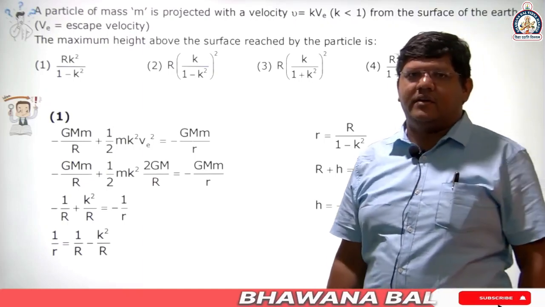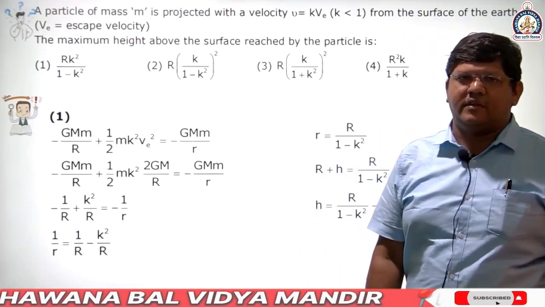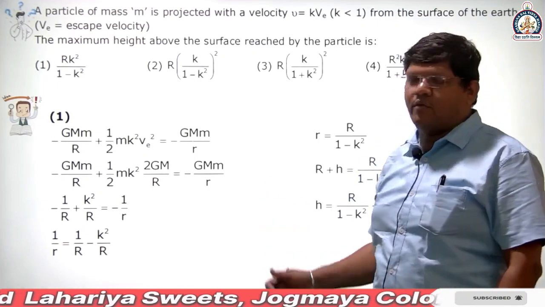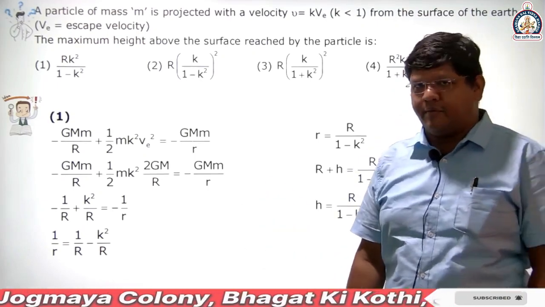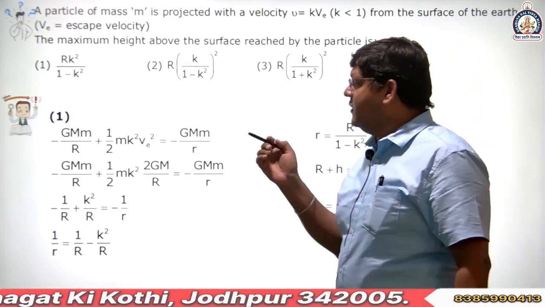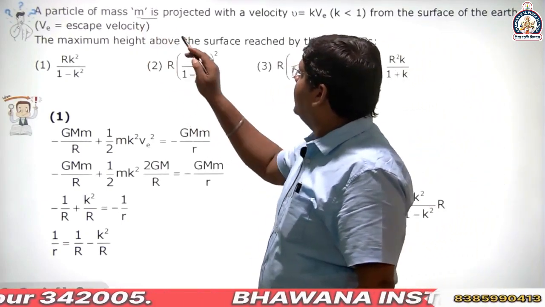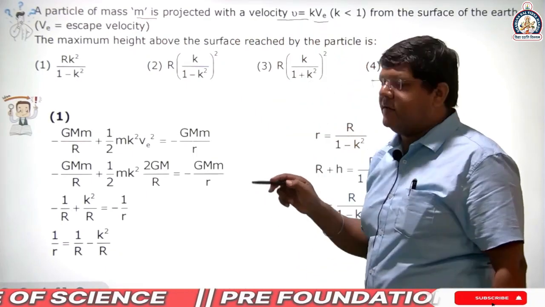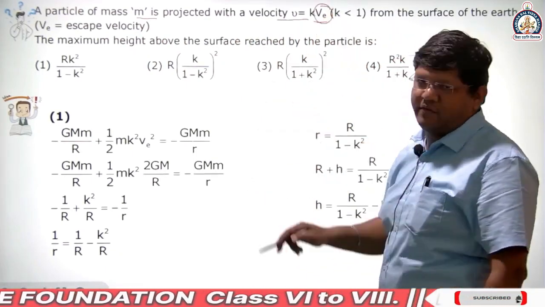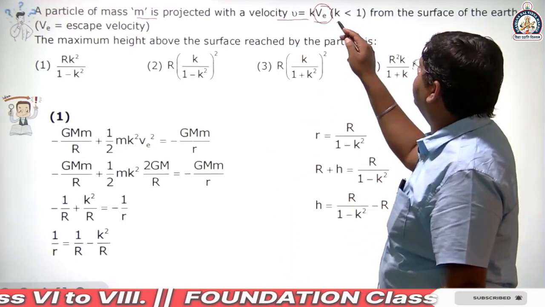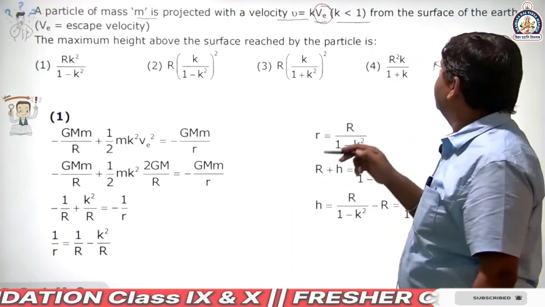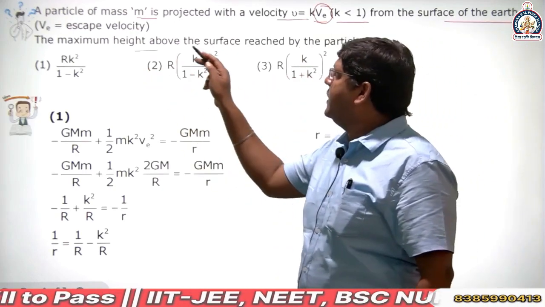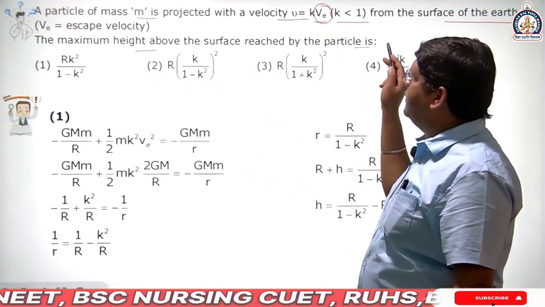Hello my dear students. In continuation of our question series from the previous year questions of target examination NEET, we will discuss some more questions from the NEET 2021 paper. So our today's question is: a particle of mass small m is projected with a velocity v equal to k times ve, where ve denotes the escape velocity, and k is a constant whose value is less than 1. Now from the surface of the earth, the maximum height above the surface reached by the particle will be?